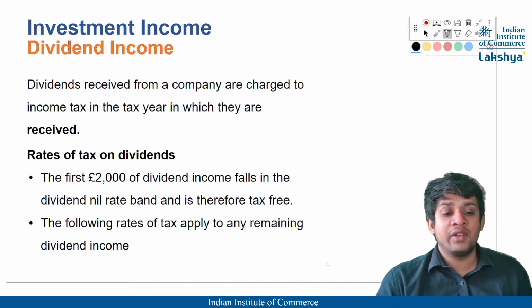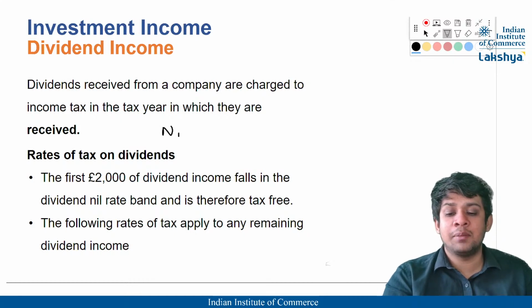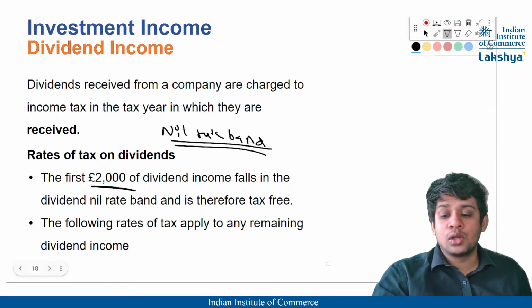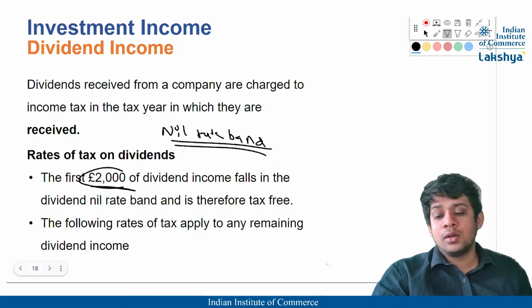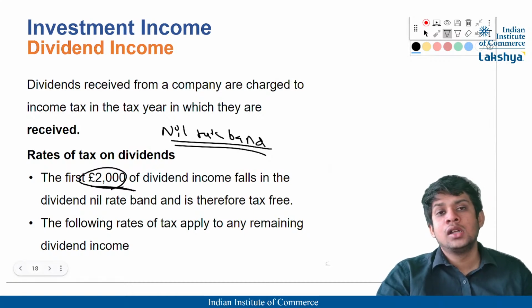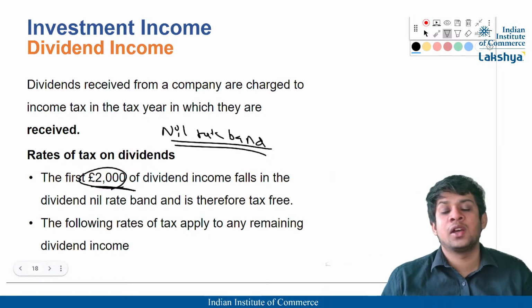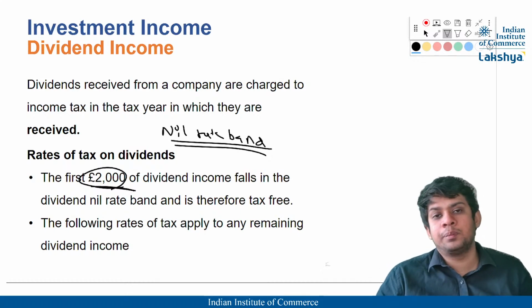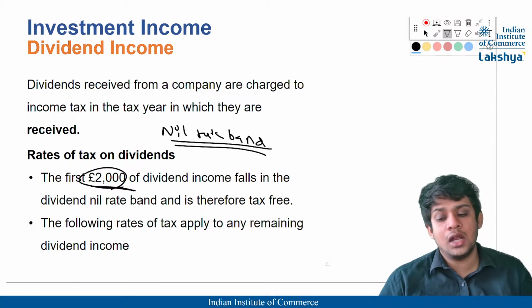Now, always remember for dividend income, there is a nil rate band available. That means on this much dividend income there will be 0% tax, and that is 2,000 pounds. If it exceeds 2,000 pounds, then the basic rate, higher rate and additional rate tax will be charged on it. It does not matter if you're a basic rate, higher rate or additional rate taxpayer. Everyone will get 2,000 pounds worth of deduction on their dividend income.